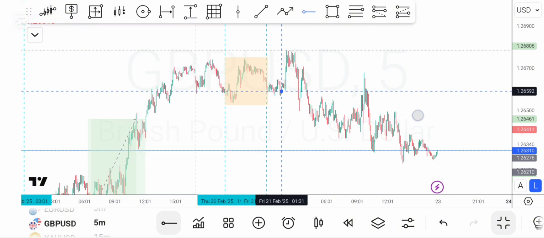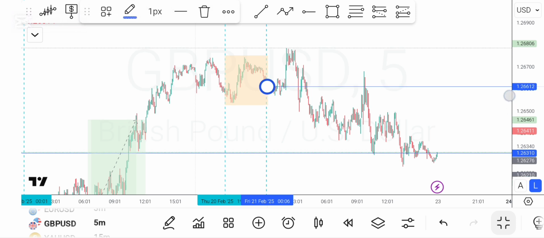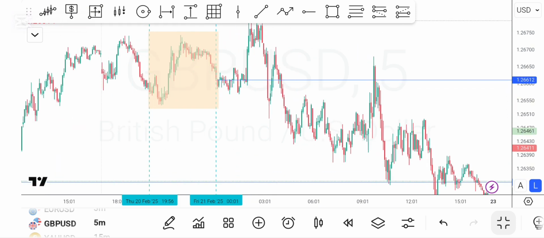Now the next thing you are going to do is pay attention to the midnight opening price, and you are going to extend that across like so, right? You are going to extend that across like so.